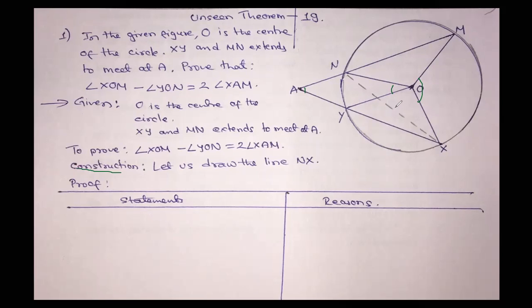Here we have the angle at the center and the angle at the circumference. If you are looking at this side, this is the center and this is the circumference, so this angle and this angle are in the relation of half and double. Now this angle at the center and this angle at the circumference also have the relation of half and double.